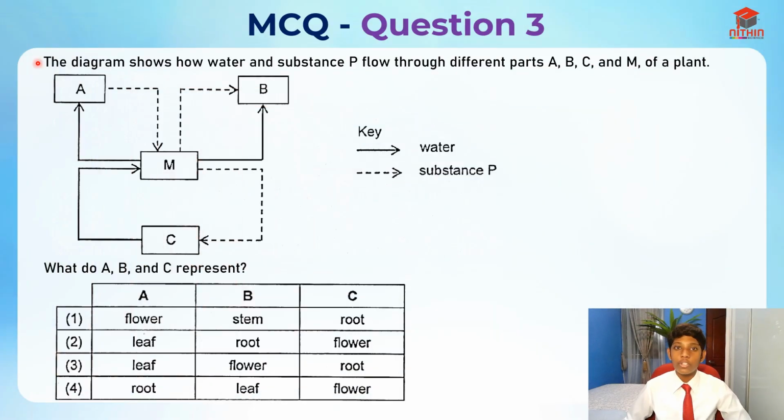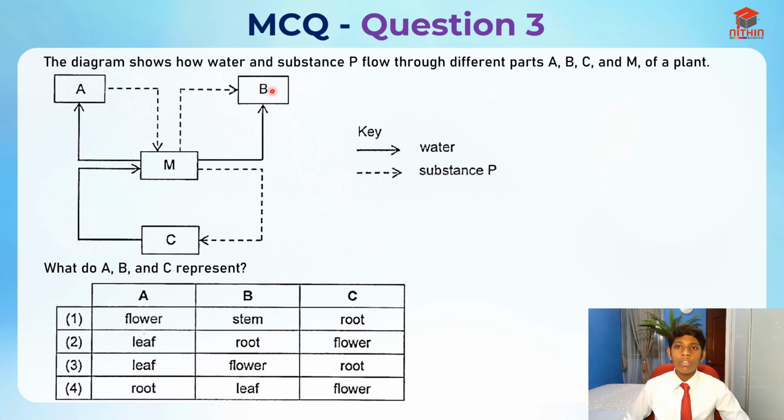So this is question 3. And this question is actually testing us on plant transport system. So let's read the question first. The diagram shows how water and substance P flow through different parts A, B, C, and M of a plant. So this is the diagram here, and the legend here, or the key here, is basically water is the bold line and substance P is the dotted arrow line. Okay, so what do A, B, and C represent? Okay, so A, we have options here, B, we have options here, and C, we have options here.